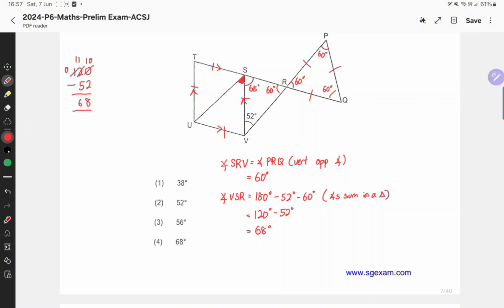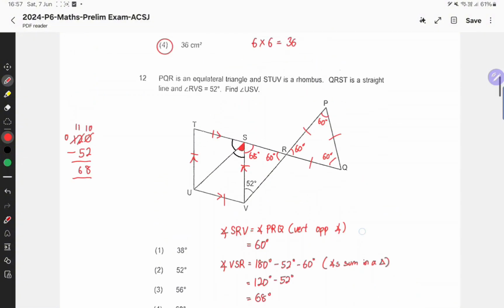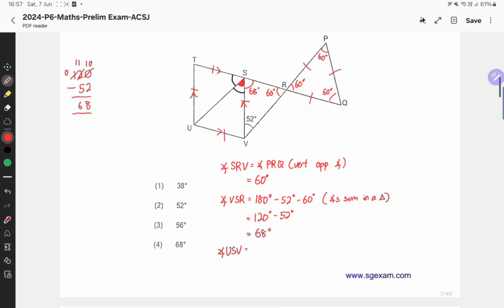Now, the property of a rhombus states that this angle and this angle are equal. So what we will do is we're going to say that angle VSU or USV is equal to angle TSU, equal to 180 degrees minus 68 degrees. This is your angle on a straight line. We are finding this angle first, and after that we will divide by 2 because we have two equal angles.